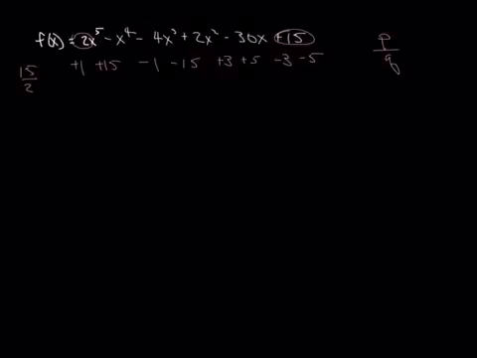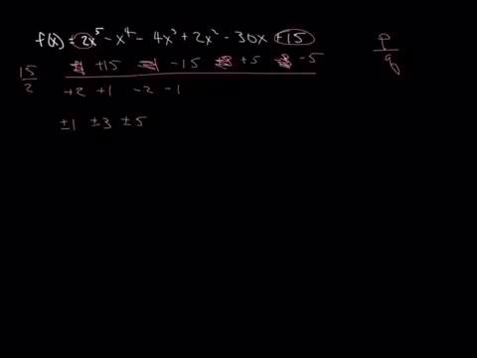And what about 2? Positive 2 times positive 1, or negative 2 times negative 1. So I'm going to write these a lot simpler here. I'm going to put plus or minus 1. That gets rid of that one and that one. Plus or minus 3. That gets rid of that one and that one. Plus or minus 5. And plus or minus 15. And down here we have plus or minus 1 and plus or minus 2.